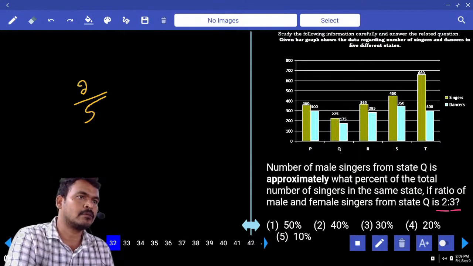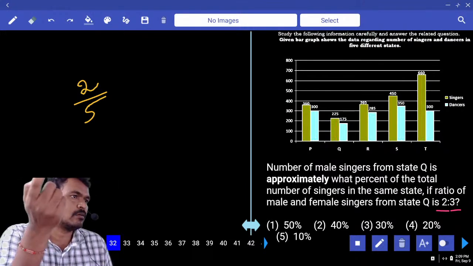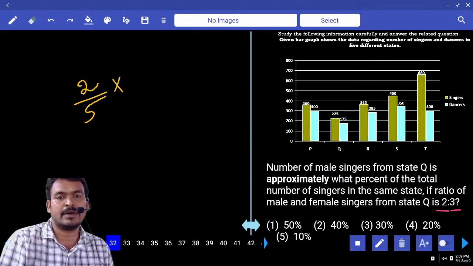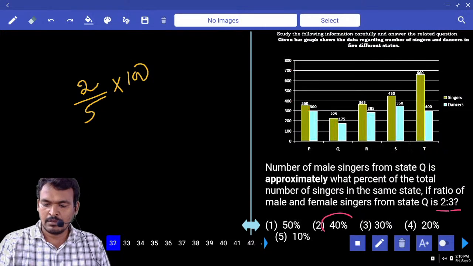Male is how many parts? 2 parts. Out of 5 parts, 2 parts are male. But we require it in terms of percentage, multiplied by 100. The answer is 40%.